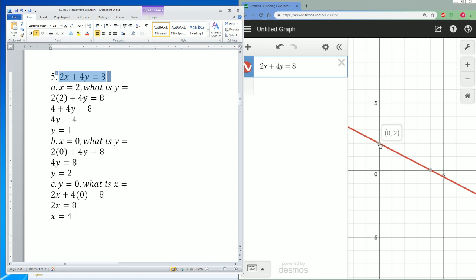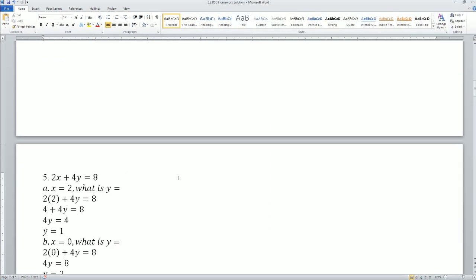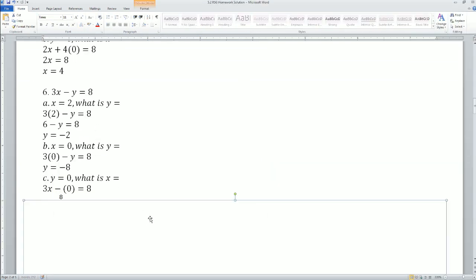X equals 0, y equals 2. Next one, y equals 0, and x equals 4. Alright, that means I did number 5 correctly. Alright, again, let's do 6.